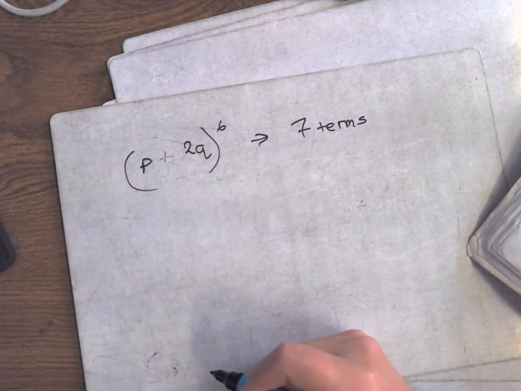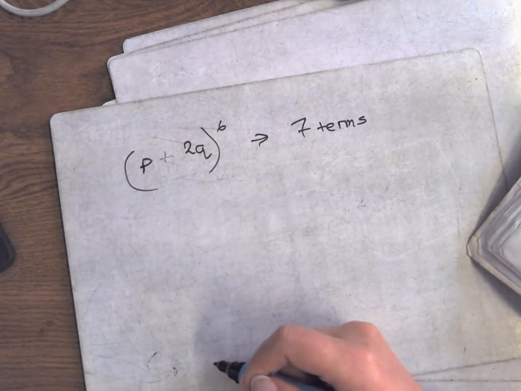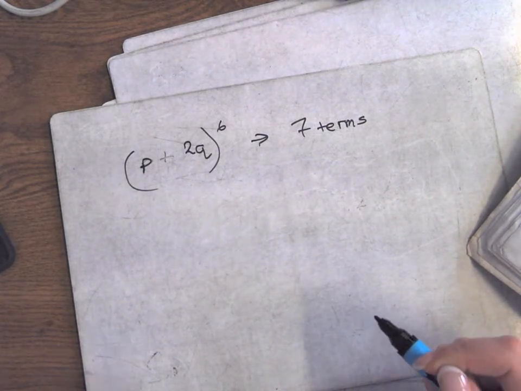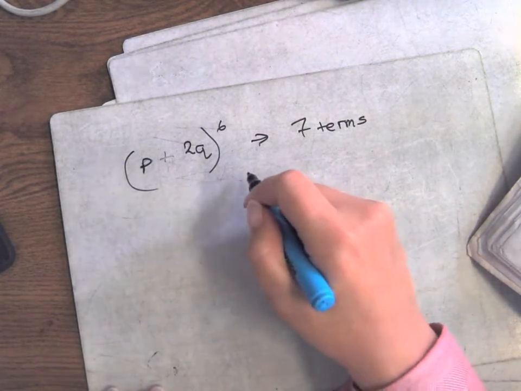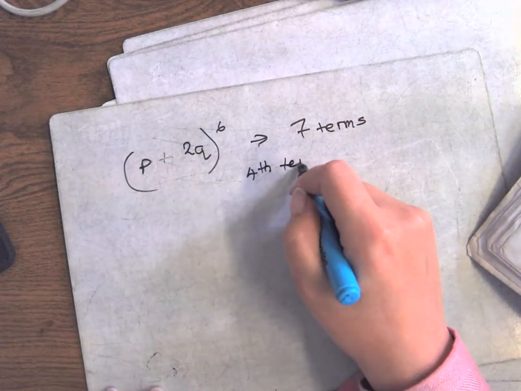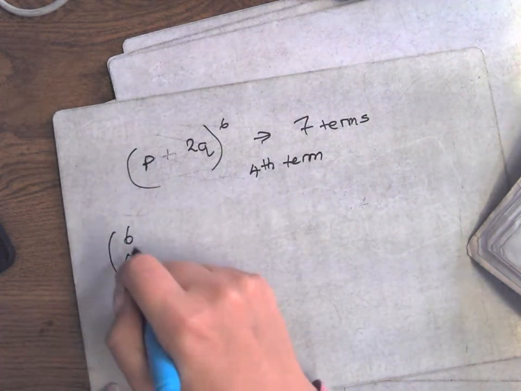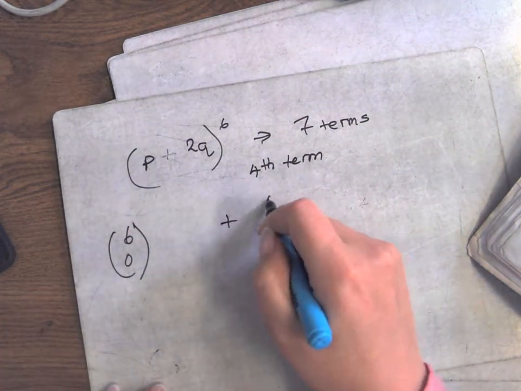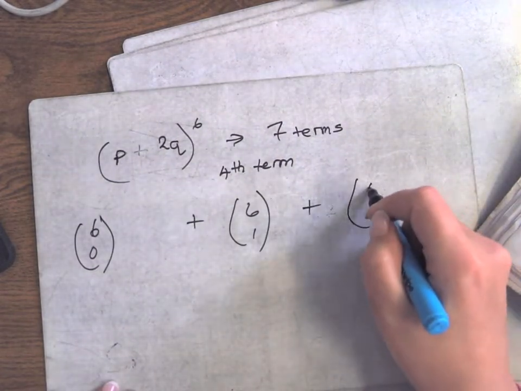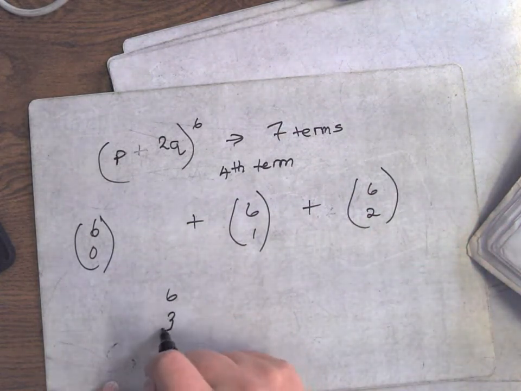And then it says, hence find the coefficient of the middle term. So if there's 7 terms, 1, 2, 3, 4, number 4, would you agree? So the 4th term is the middle term. So we're going 6 choose 0 is the first term, plus 6 choose 1 is the second, plus 6 choose 2 is the third, and 6 choose 3 would be the fourth, wouldn't it?